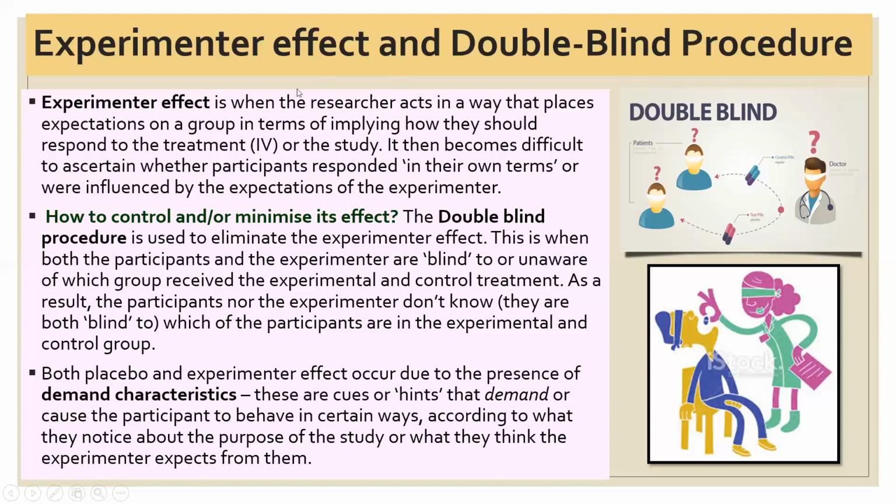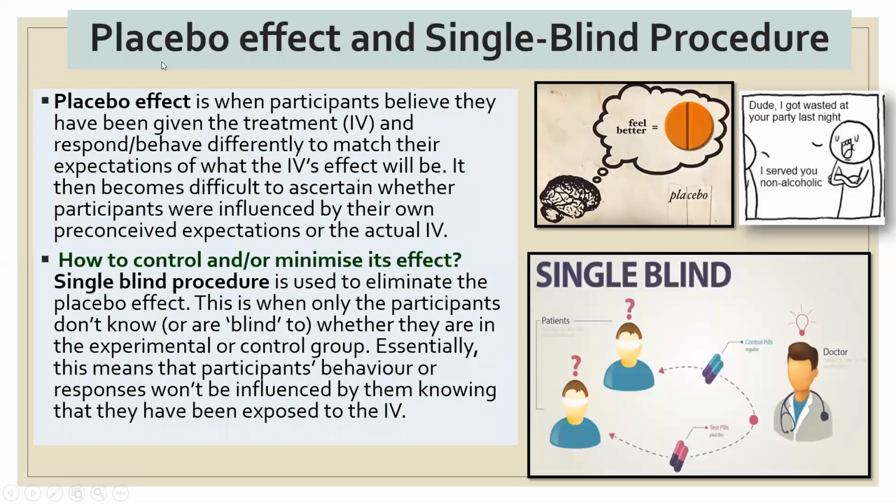So again, the experimenter effect is all about the impact of expectations and how expectations can have an unwanted effect on the DV, or on the results. The placebo effect is also about expectations, but now the expectations don't come from the researcher or the experimenter, they come from the participants themselves.